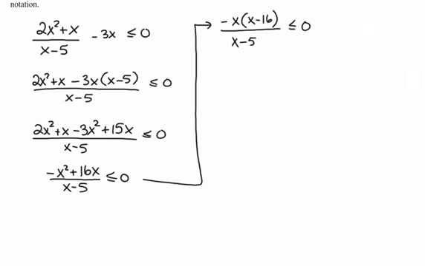So our critical values are when our numerator is equal to 0, so when our function is equal to 0, or when our function is undefined. So really what that means is, okay, when our numerator is 0, when is our denominator 0? So our numerator is 0 when x is, because now it's factored, we can see when x is 0 or 16. And when is our denominator 0? When x is 5. So we actually have 3 critical values, meaning we have 4 intervals.